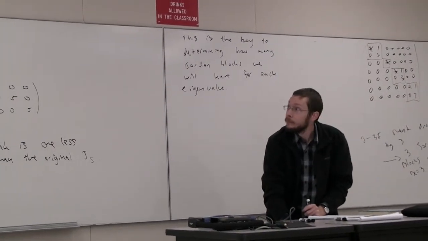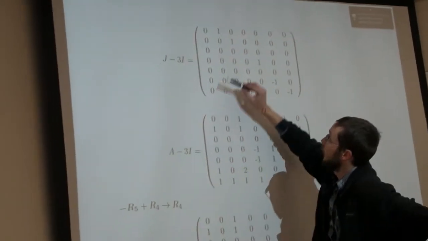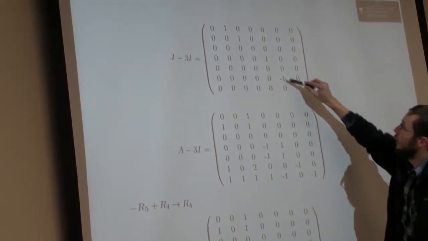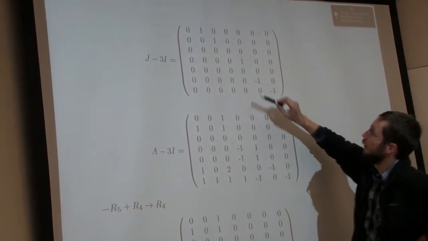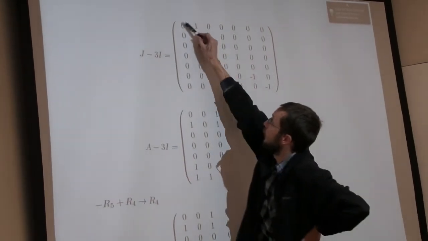So first of all, secretly, this is what would happen in the Jordan form if we took J minus 3I. All the 3's down the diagonal switch to 0s, and then the 2's that were here would switch to -1. And we can see that rank drop, that we lost a pivot here, and we lost a pivot here. Okay?